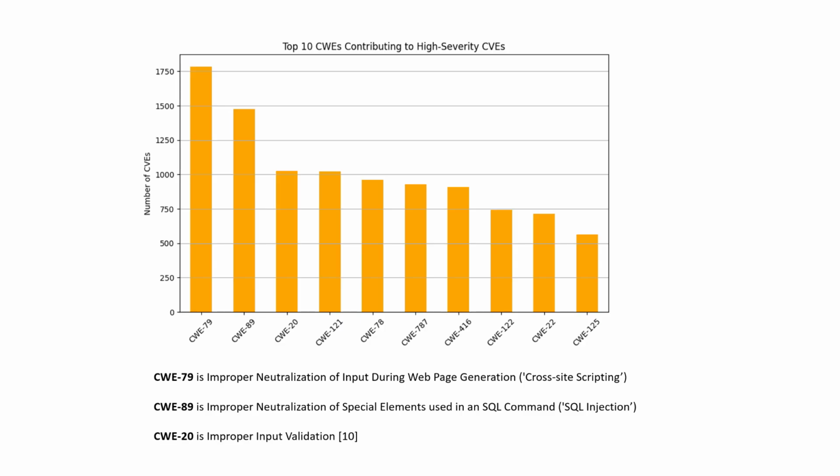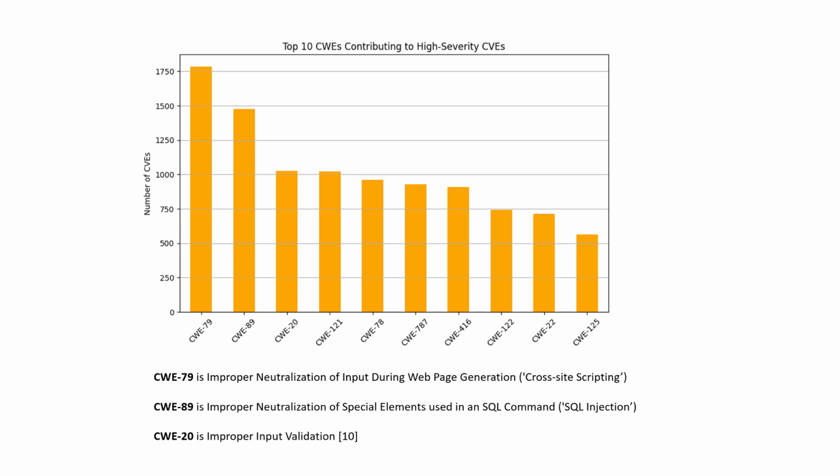Here we see the CWEs, or the weakness enumerations, contributing to high severity CVEs. So the top 10 most prevalent among the CVE dataset, and only those that fall in the high severity category. So 7.0 to 10.0 CVSS score. So they'd be high or critical.